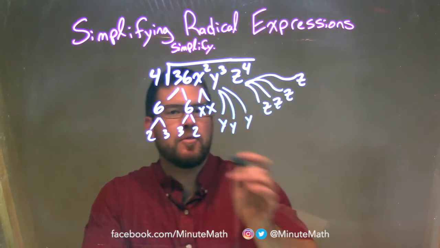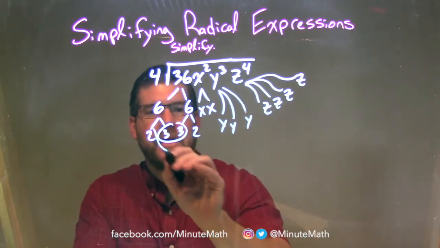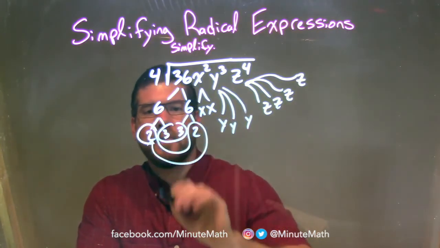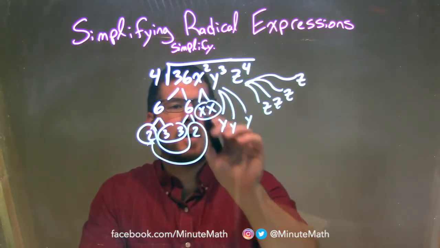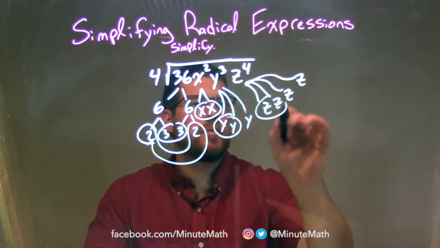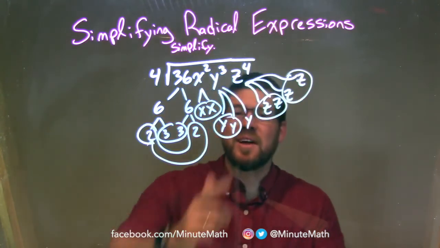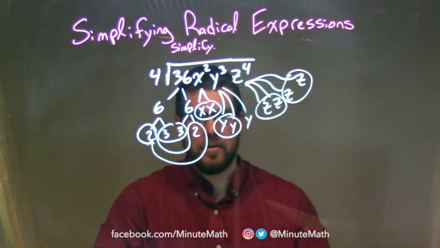Okay, so now let's go circle some pairs. I have a pair of 3's, I have a pair of 2's. Oops, there we go. A pair of 2's right there. I have a pair of x's, I have one pair of y's, and I have 2 pairs of z's. The only thing left over, it's not paired up, is that single y right there.